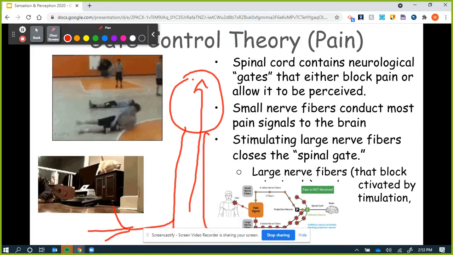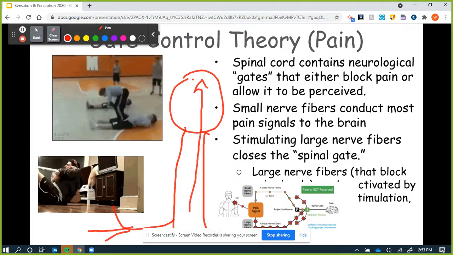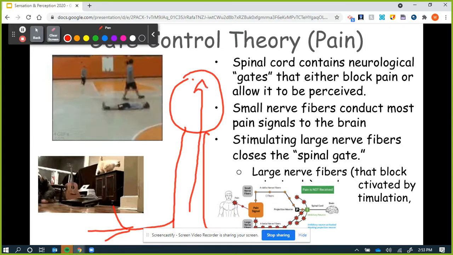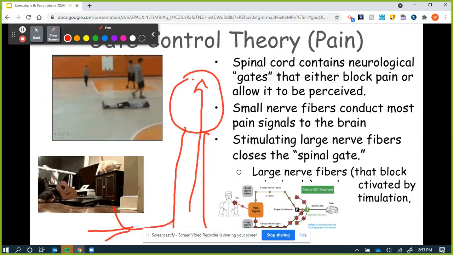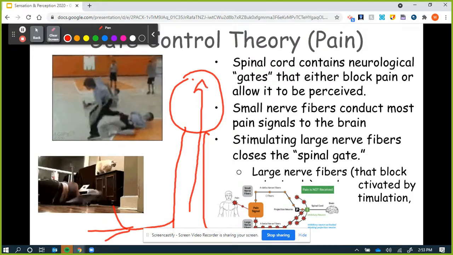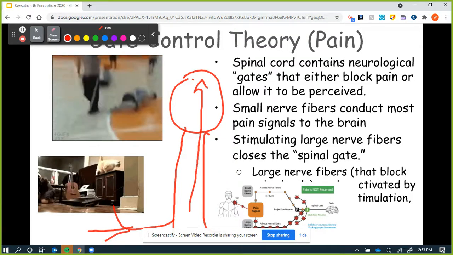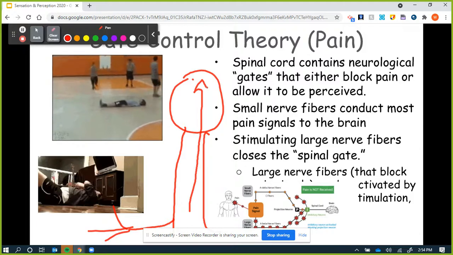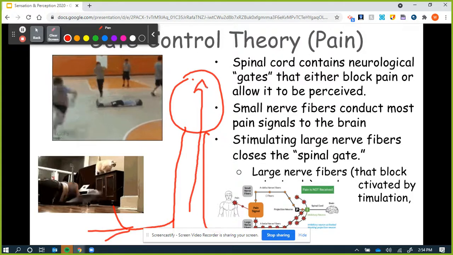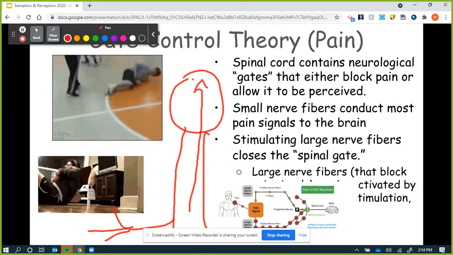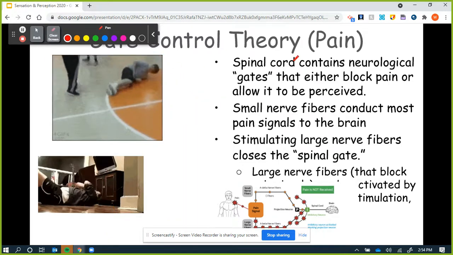But we have small nerve fibers that send pain signals to the brain, and then large nerve fibers that can block those pain signals. And so if you stub your toe, and it hurts a lot, the best thing to do is rub it. Because what happens is rubbing it creates a competing stimulation, and it activates large nerve fibers, and those large nerve fibers block the pain gates. They close the pain gates so the pain signal can't reach the brain. Okay? Any questions there?